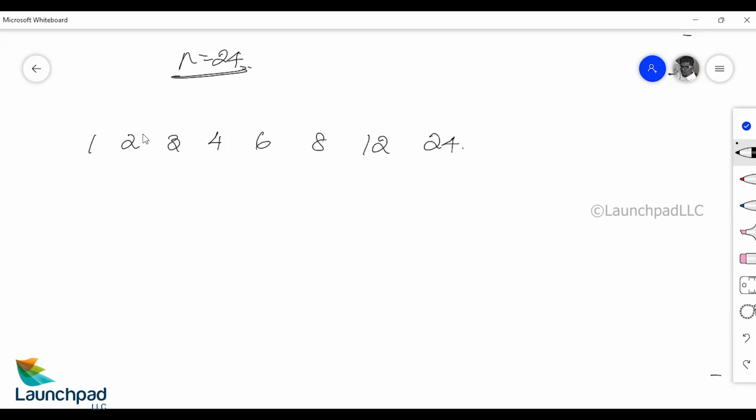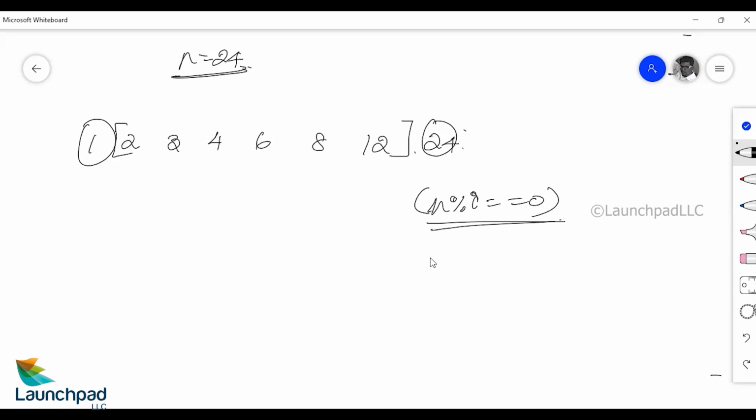Now we are running a loop for the range of 2 till n by 2. So this is the range we are running it. And we all know the obvious numbers 1 and 24 are always there. Is there any other effective way we can do this? Now the check condition we wrote there was n modulo i equal to 0. By this statement, what I mean is when I divide a number by i, the remainder is 0.